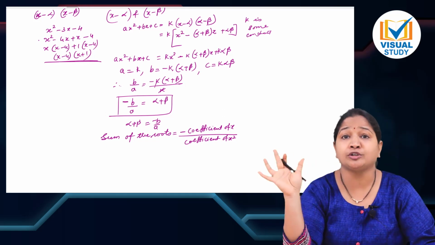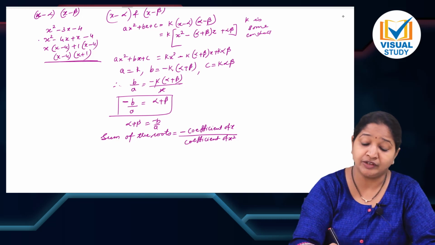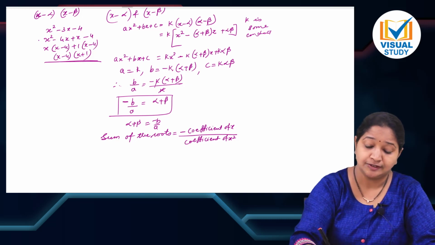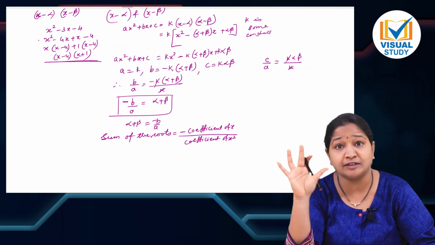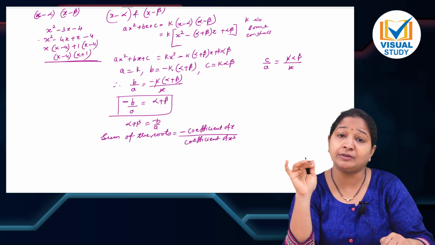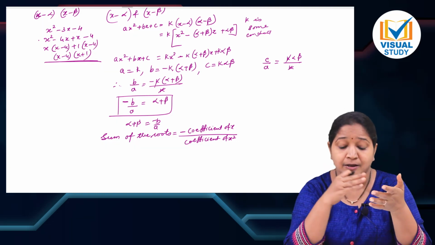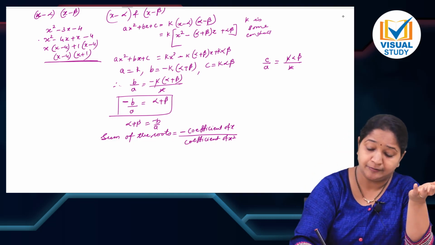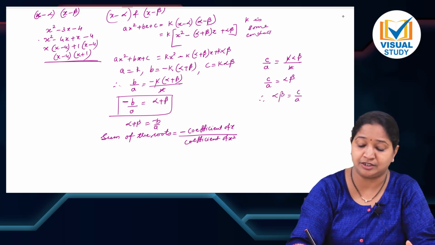Now I want the product of the roots, that is alpha into beta. So where it is alpha into beta, it is here. So C upon A is equal to K alpha beta upon A. I want only alpha beta, so I have to divide that K alpha beta by something. What will I divide by? It is A itself, because B has minus K and alpha plus beta. So C upon A will be alpha beta. Therefore, alpha beta is equal to C upon A.